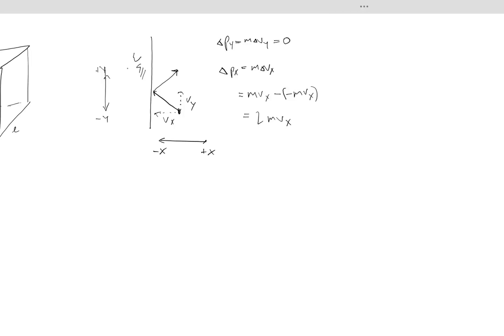Now, this particle is going to exert a force on the wall. The wall is exerting a force on the particle. It's changing the x component of the particle's velocity. It's accelerating the particle, changing the velocity. So force, remember, we can look at as change in momentum over change in time. So this is the force that the particle exerts on the wall, which is the same magnitude as the force that the wall exerts on the particle, which is equal to mvx times 2 over delta t.